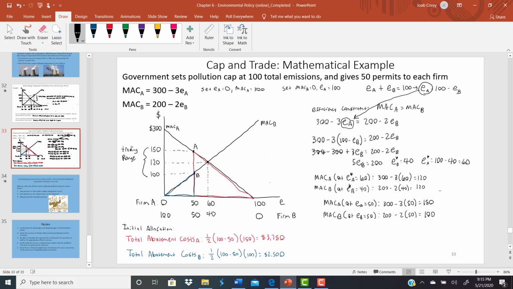So let's go ahead and assume for now that they're going to sell all their permits for 120. Again, let's assume that the price of every permit is that equilibrium price of 120. So let's take a look at what happens to firm A after trade. And this is firm A after its permit trade.